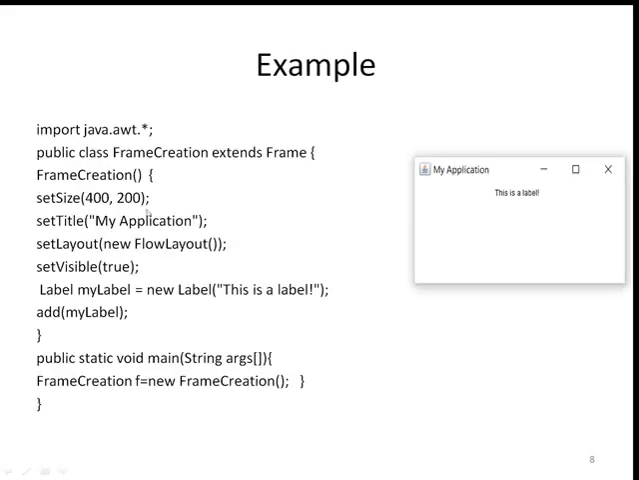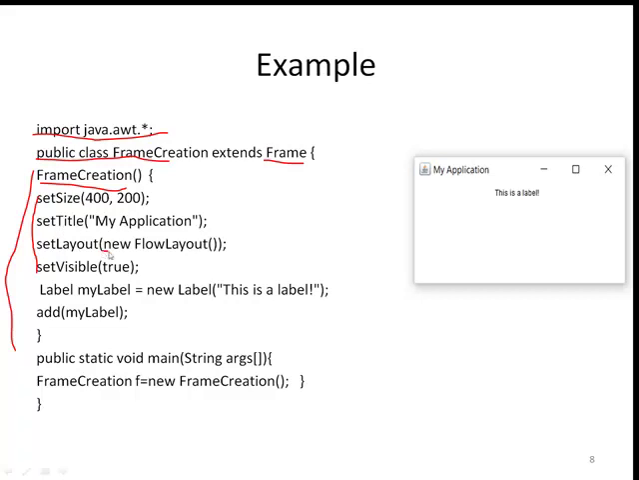This is the example. First of all I have to import AWT packages or AWT classes into our program, and I already told you that whenever you are creating a frame, the class should be a derived class of the Frame class. So class FrameCreation extends Frame. And this is the constructor part. FrameCreation is the constructor. In this, these 4 lines are common to create a frame. To set size, frame width 400, frame height 200, and the frame title is My Application.